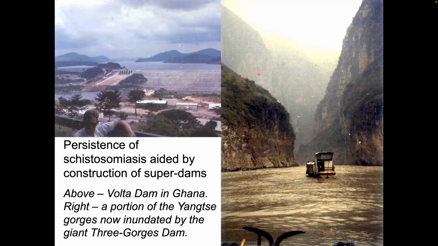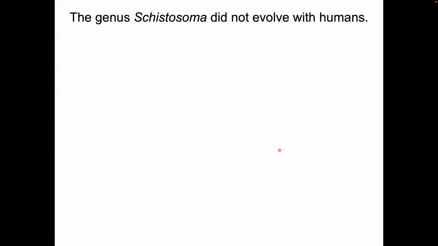And the photograph on the right is the region of the Yangtze River, which is now dammed by the Three Gorges Dam in China. There was little schistosomiasis in that area previously. The dam is now a good place for snails to live. At present, schistosomiasis seems not to be a problem there, but there is potential for it to be reintroduced.